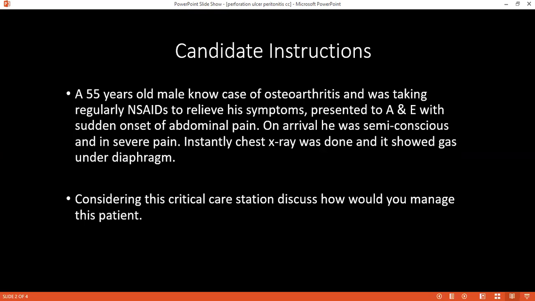Right. So if you have read and understood, considering the critical care scenario, kindly tell me how would you manage this patient? Yes, the patient has a long history of non-steroidal anti-inflammatory drug use and sudden severe pain, so most probably has an ulcer, a gastric ulcer.